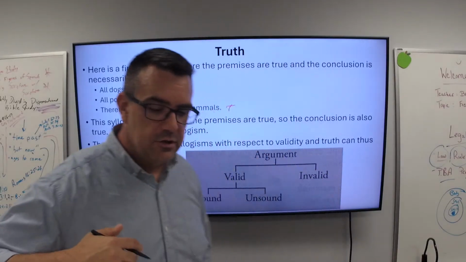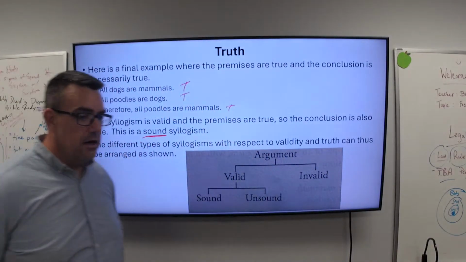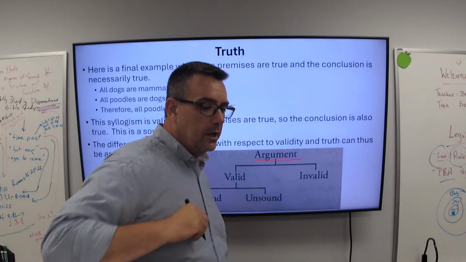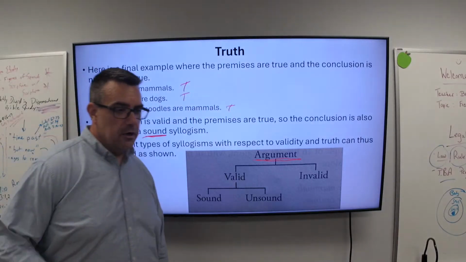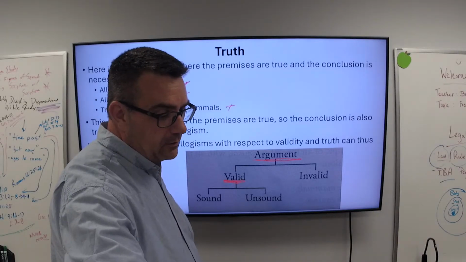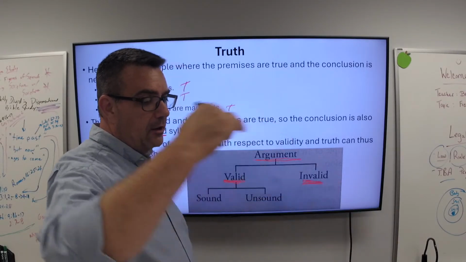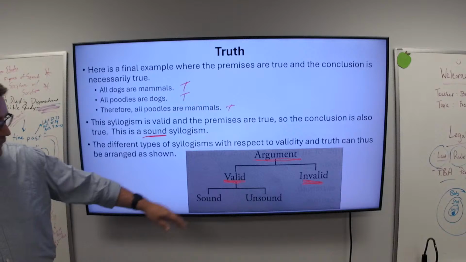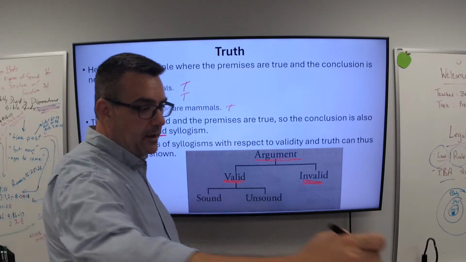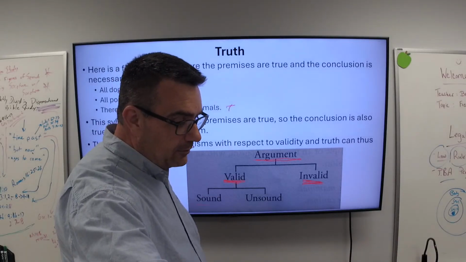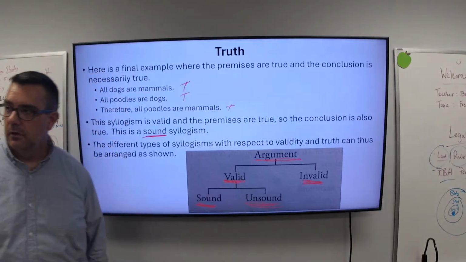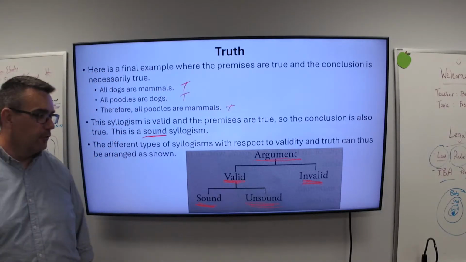No. So let's just jot this down, right? So we start here at the top with an argument. The argument can either be what? Valid or what? Invalid. Once we determine that the argument is valid, going down the next level, the argument would either be sound or what? Unsound. So this is like a parent stem for arguments.